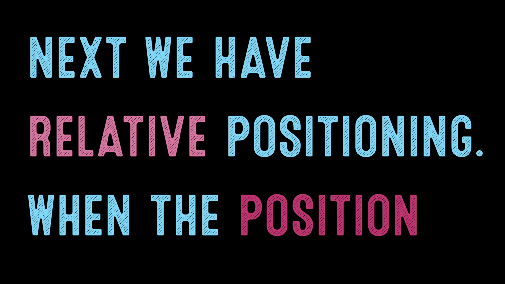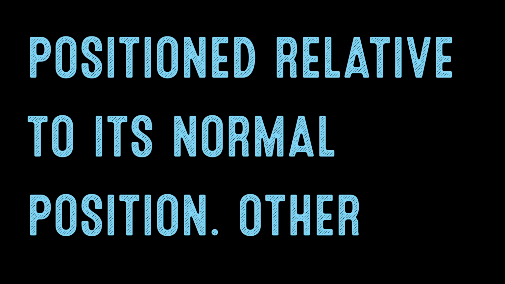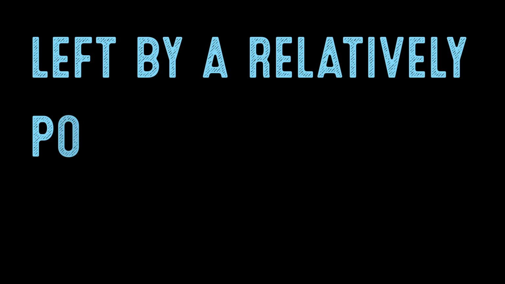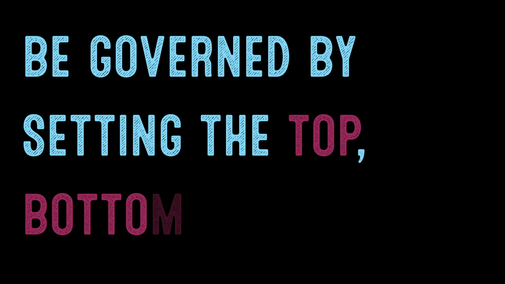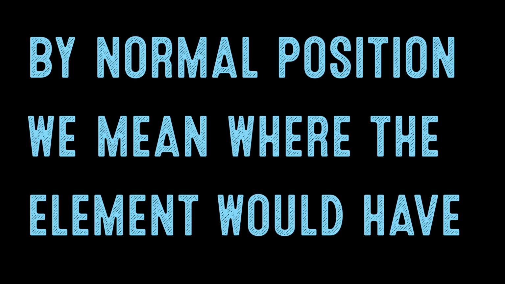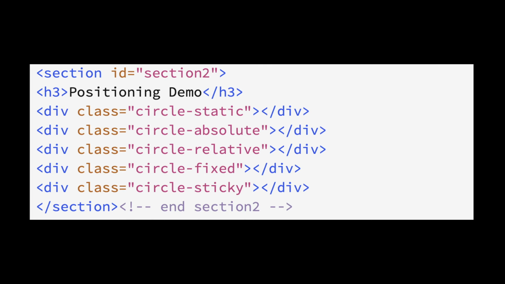When the position property of an element is set to relative, it is positioned relative to its normal position. Other elements will not adjust themselves to fit into any gaps left by a relatively positioned element. Its new position will be governed by setting the top, bottom, left, and right properties. These will determine the amount of vertical and horizontal offset from its normal position. By normal position, we mean where the element would have been situated if it was not relatively positioned.